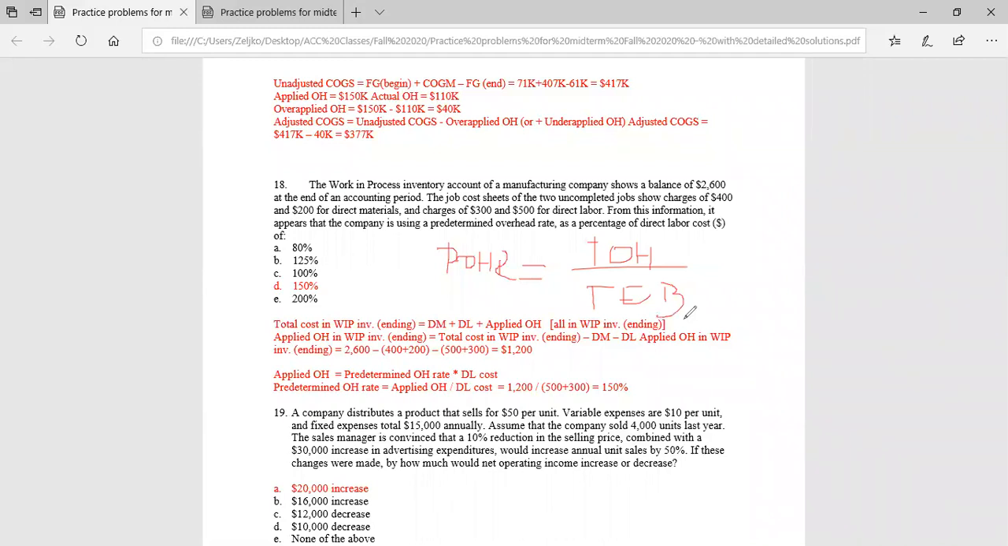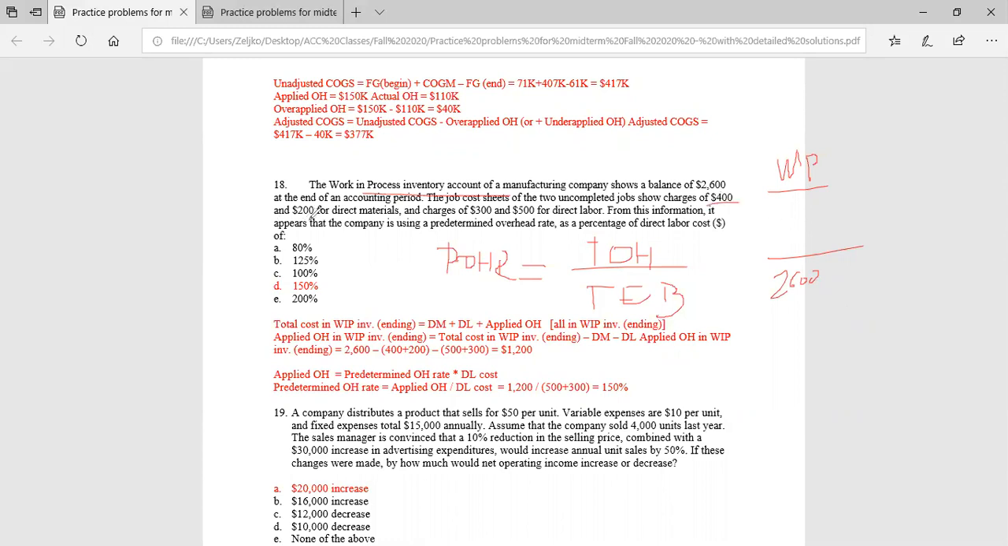So now what do we have here? The work in process inventory account shows a balance of 2,600 at the end of the accounting period. Somebody asked this question, I think, in one of the reviews or something similar to the homework. The job cost sheets of 2 uncompleted jobs show, okay, so we have the work in process account, and the end balance is 2,600 here.